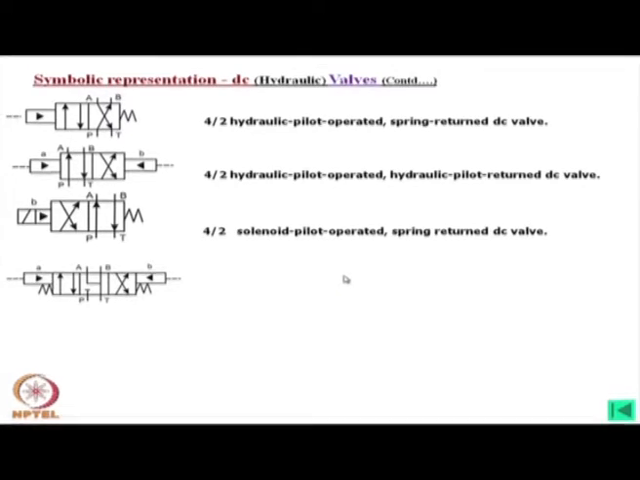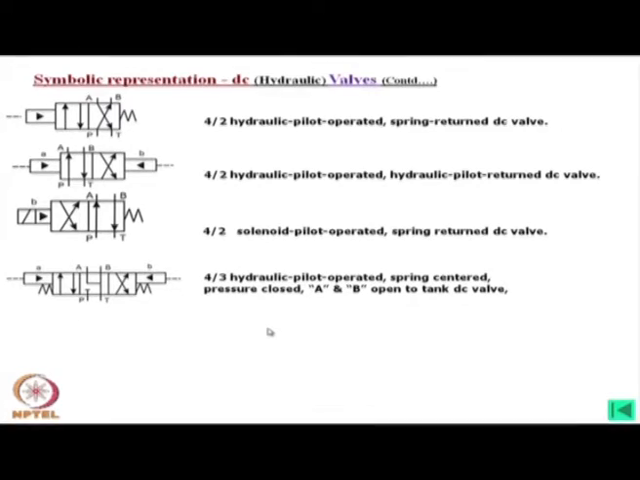Now, if I look at this, this is more complicated. This is definitely 3 position, but there are 4 ports. We find there are springs, and also a hydraulic pilot actuation. So, we can perhaps name it like that. Let us see whether I am correct or not. We can say 4/3 hydraulic pilot operated spring return, and this is a partially open center DC valve.